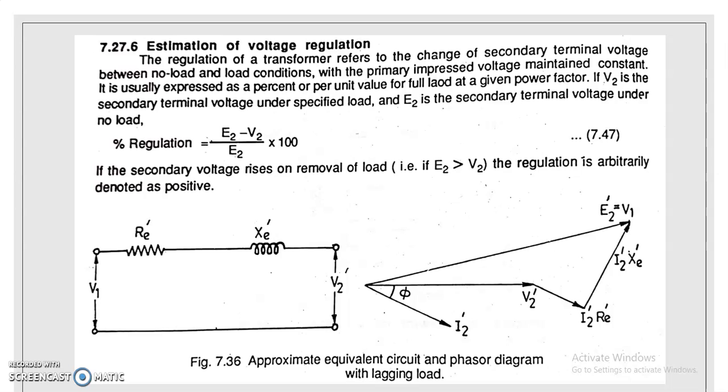Because of the presence of the reactance, the current is going to lag with respect to V2 dash by the angle phi. I2 dash Re dash is the resistive drop, which is in phase with I2 dash, and I2 dash Xe dash is the reactance drop, which is leading I2 dash. The resultant primary voltage V1 is shown here in the phasor diagram. You can see here.